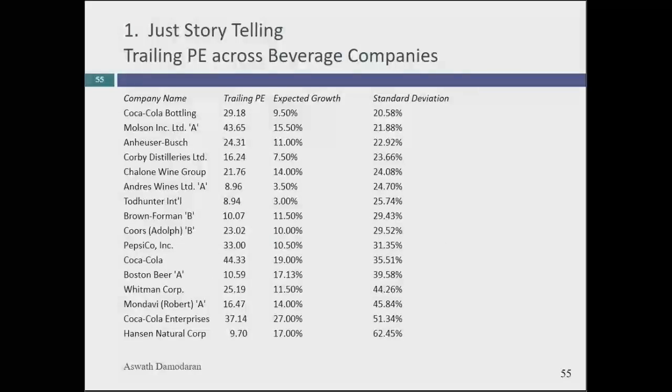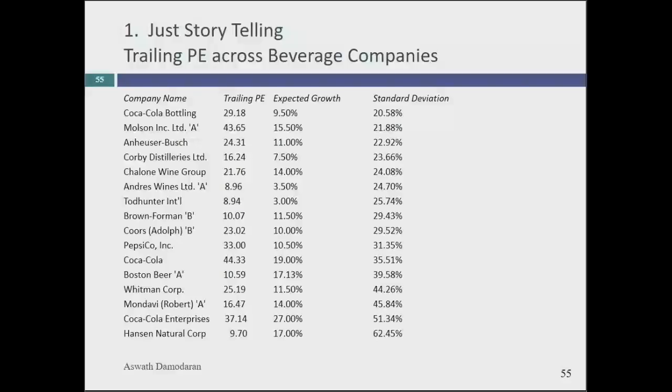So as with my macro piece, I'm going to play the role of an equity research analyst, and I'm going to make some buy recommendations on stocks. And I'd like you to shoot me down. So I'm the beverage analyst. I'm getting fired job after job because I'm doing these crappy recommendations. Now I'm the beverage analyst, and I put out two recommendations.